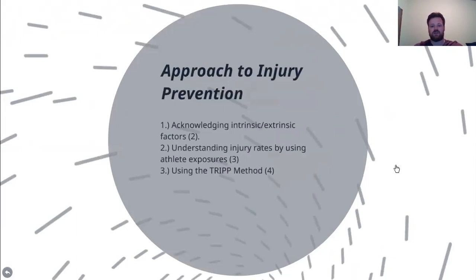And then using the TRIP method, kind of looking at these athlete exposures, knowing your intrinsic, extrinsic risk factors, looking into the research, seeing if there have been any strategies put in place, seeing if these strategies and prevention protocols have been tested in the lab in very controlled facilities, looking at randomized control trials and seeing if people were able to take the high efficacy and test the effectiveness of them in the real world.